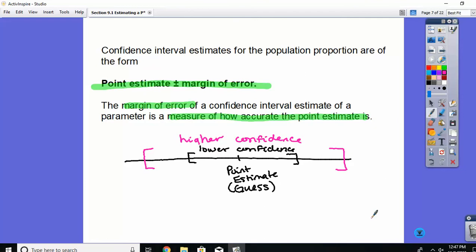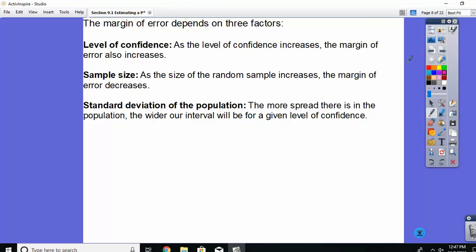The final piece is standard deviation. We have talked before about how standard deviation impacts it. The more spread out the data, so the higher the standard deviation, the wider your confidence interval is going to have to be. Because if the original data is really spread out, you're going to have a pretty wide margin of error.